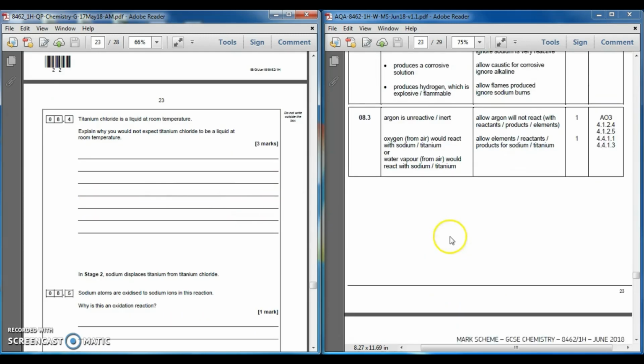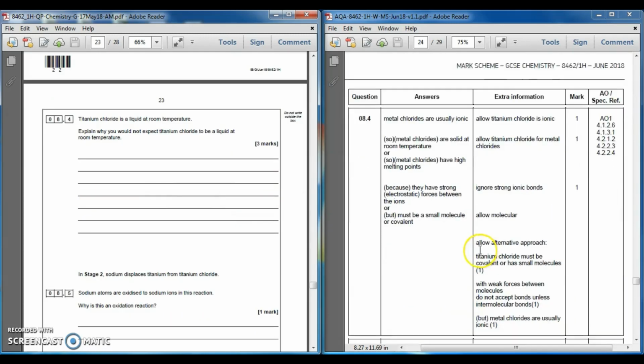8.4 then. Titanium chloride. Let's just look at that. Titanium, metal, chlorine, non-metal. Metal and a non-metal. Which sort of bonding is it? Oh god, I hate bonding. Well, that's what you're saying anyway, probably. It's ionic, okay? So, explain why you'd expect titanium chloride to not be a liquid at room temperature. Let's just suppose it is ionic. Have a mark for saying it's ionic.